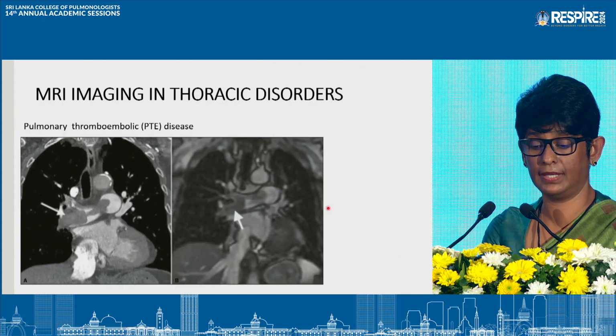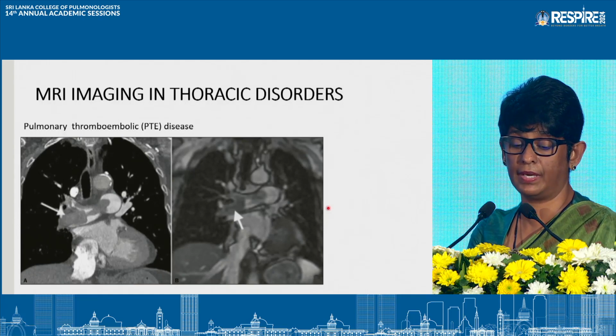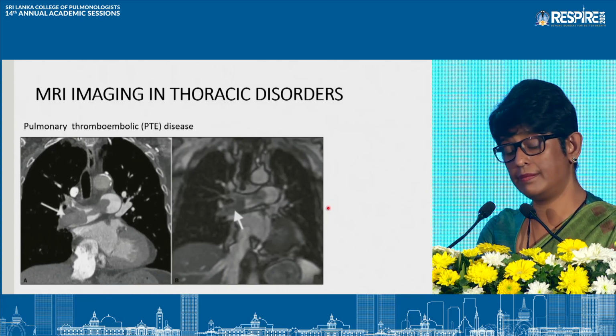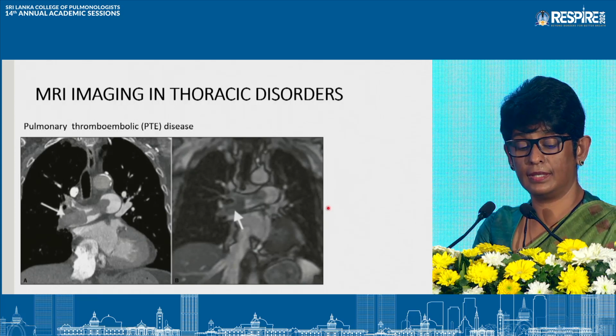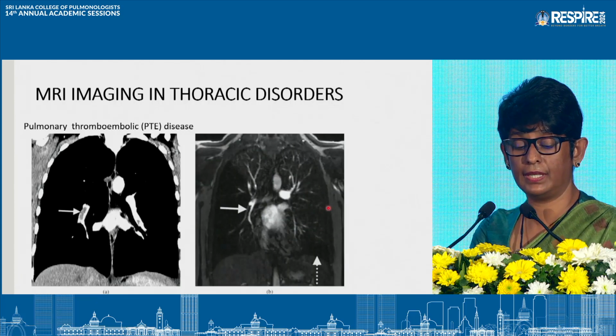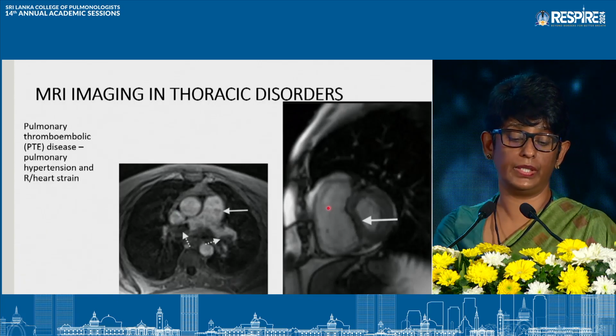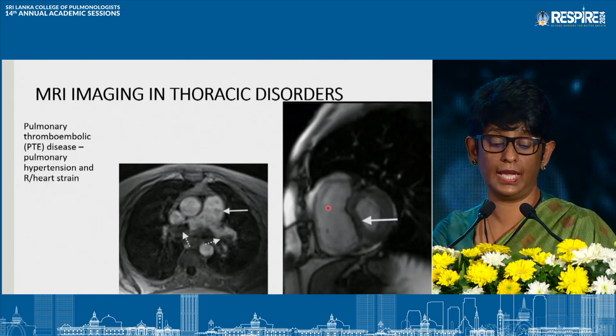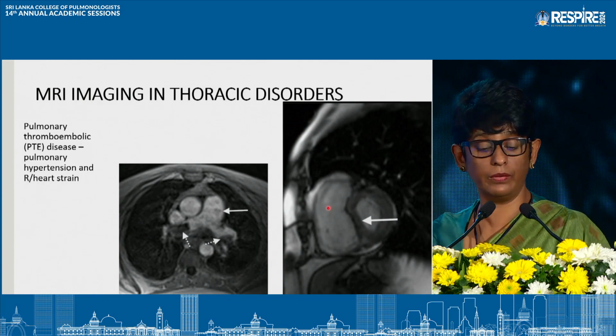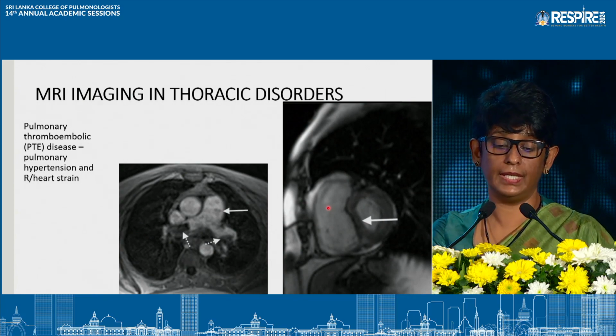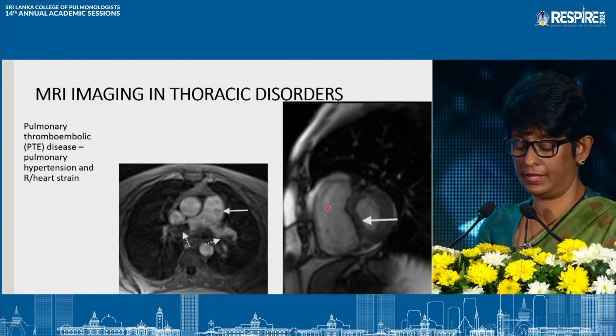So, some pictures comparing CT and MRI. There is no compromise on the resolution, you can see. And again, a similar set of images. And lastly, pulmonary hypertension and right heart strain also can be imaged to a better degree using MRI.